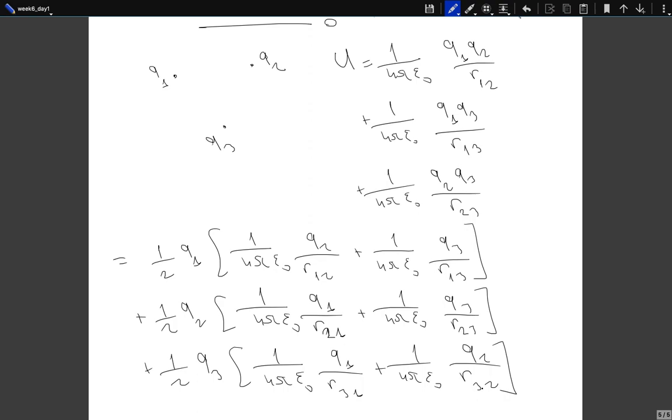Now, what is this one? Can you identify this expression? Well, your friend is saying that it's the potential. At which point? Which one? Of 1. Speak up.